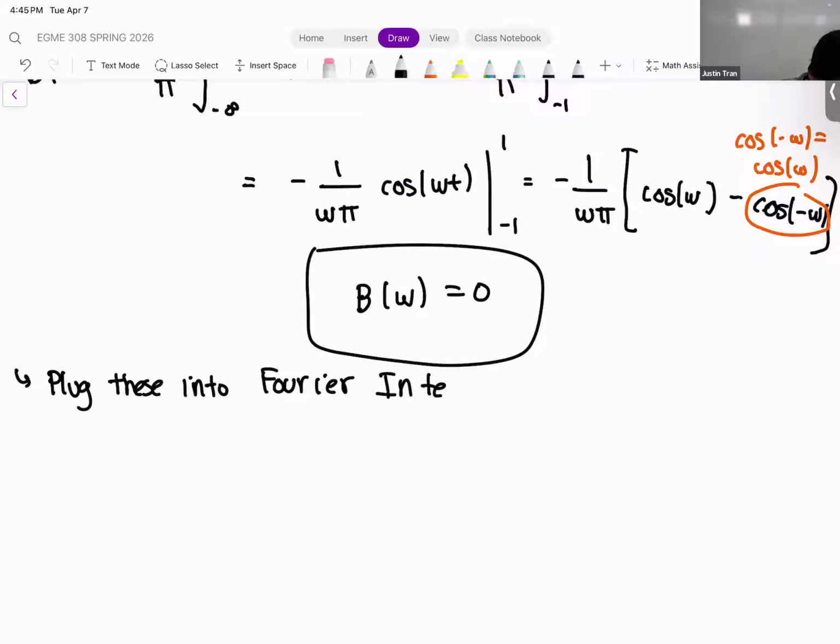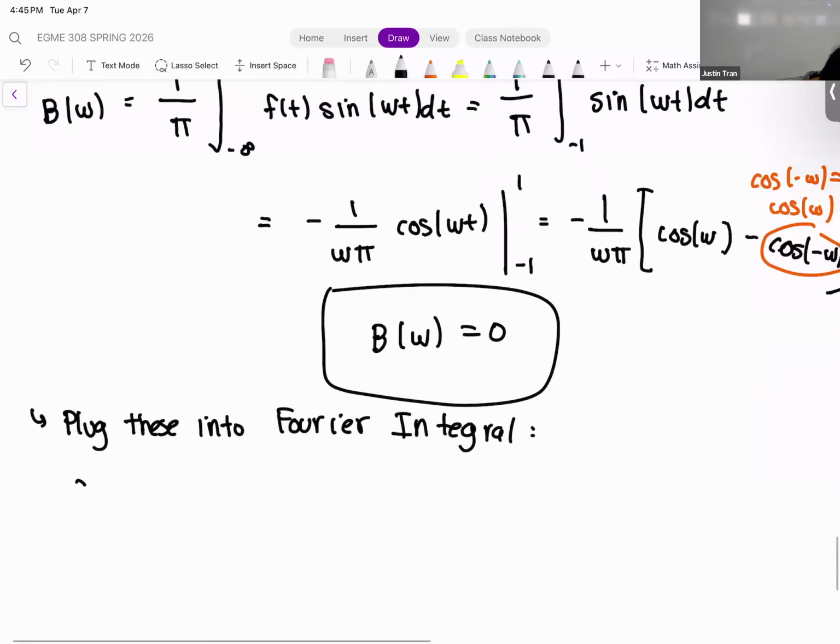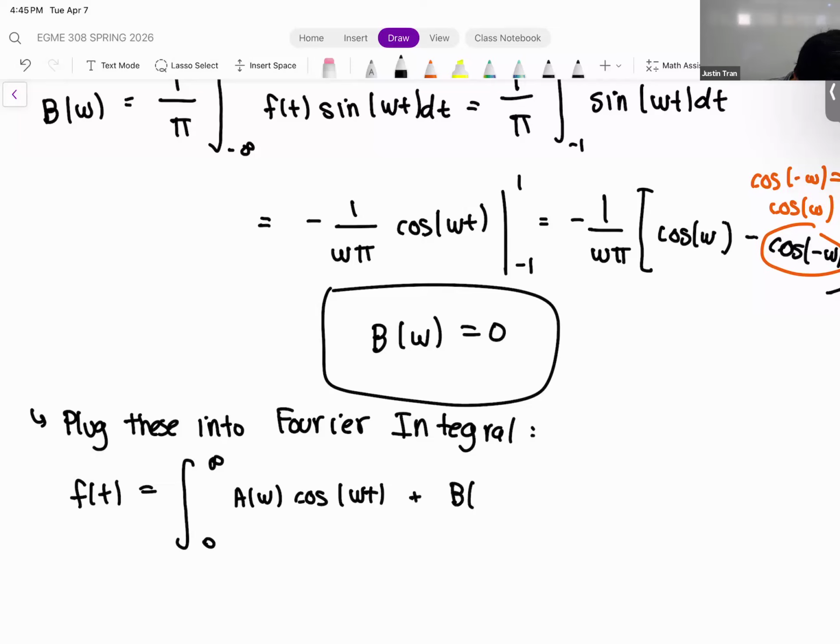Right, so let's take these and plug these into the Fourier integral. Okay. So we have f of t is equal to, I don't think I had this expression explicitly up there, but I'm going to go ahead and write it here. All right, so f of t is equal to the integral from 0 to infinity, a of omega cosine of omega t plus b of omega sine omega t d omega.